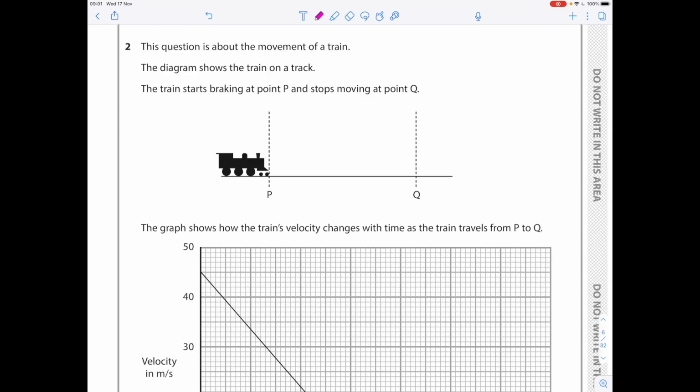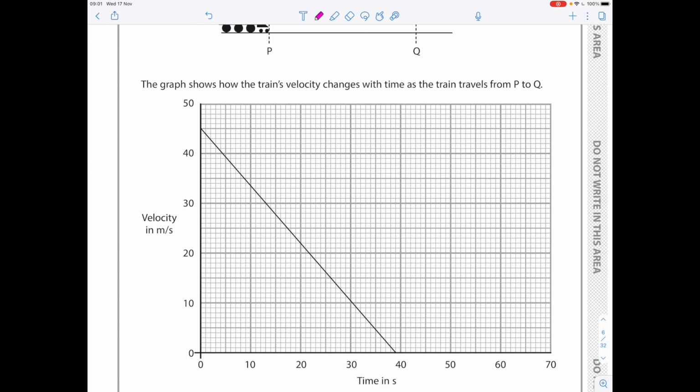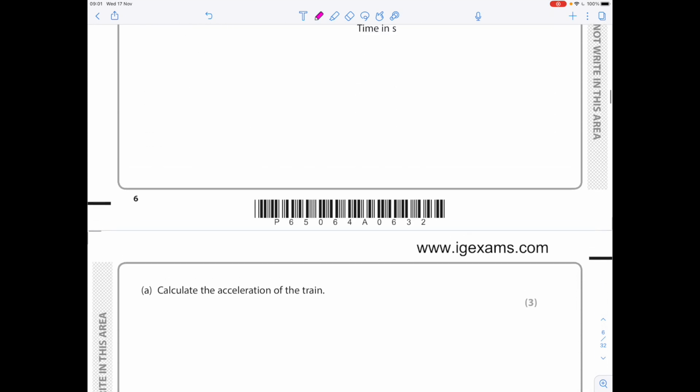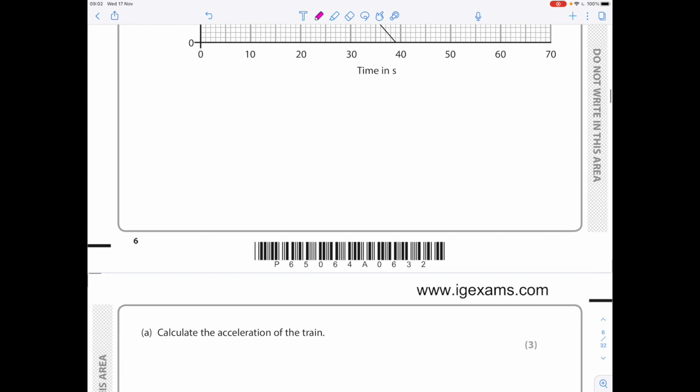This question is about the movement of a train. The diagram shows the train on a track. The train starts braking at point P and stops moving at point Q. The graph shows how the train's velocity changes with time as the train travels from P to Q. Calculate the acceleration of the train.